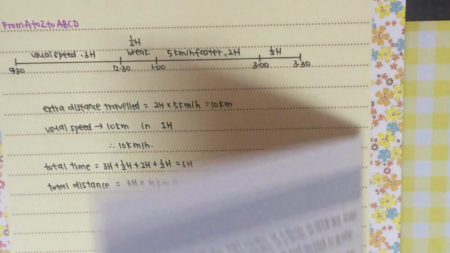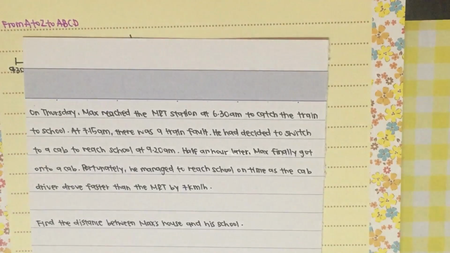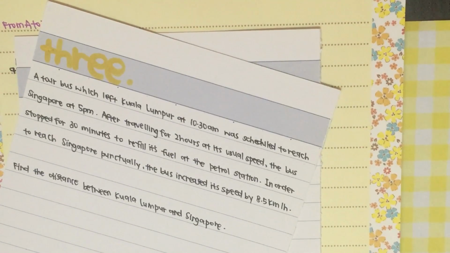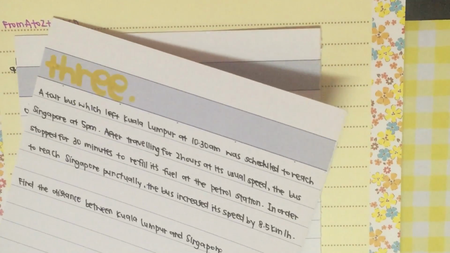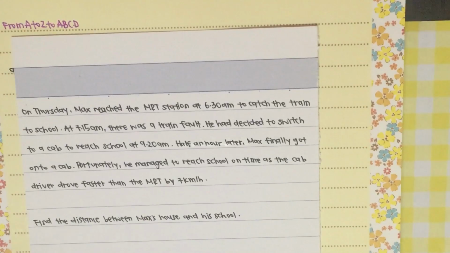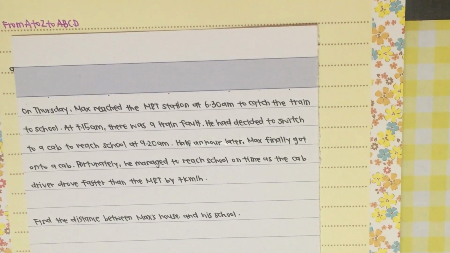So apart from this question, there are actually 2 more questions available on the worksheet. This is question 1, and the answer for question 1 is 442 km. And this is question 2. The answer should be 104.125 km.